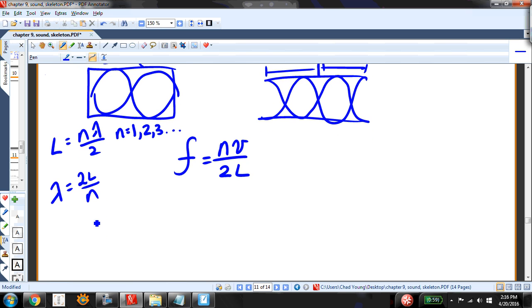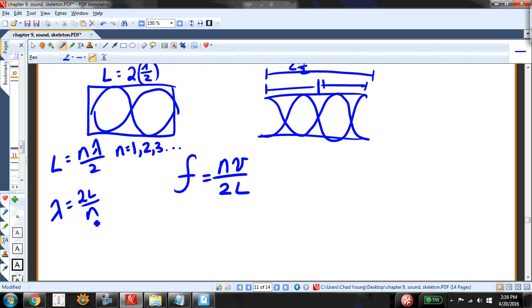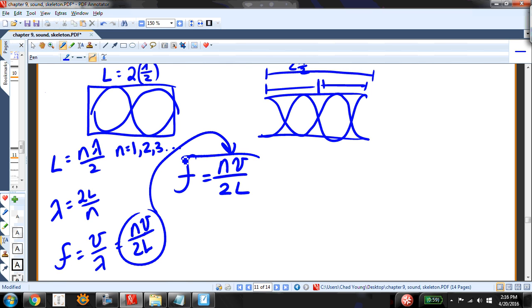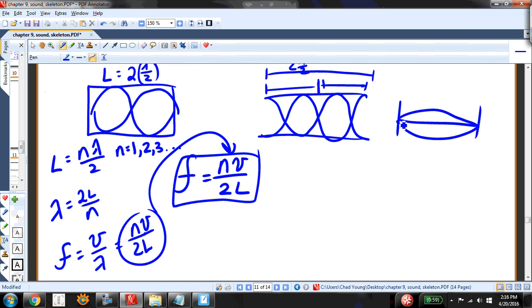And if I want to know my frequency, what is it, V over lambda? Yeah, that's right, V over lambda. So that's going to be N over 2L times V. So notice that's this expression right here. And this is the frequency for the pipe that's closed on both ends. Although really, just to remind you, we're really talking about a string suspended between 2 points, and then I get these resonances, like a guitar string, for example.